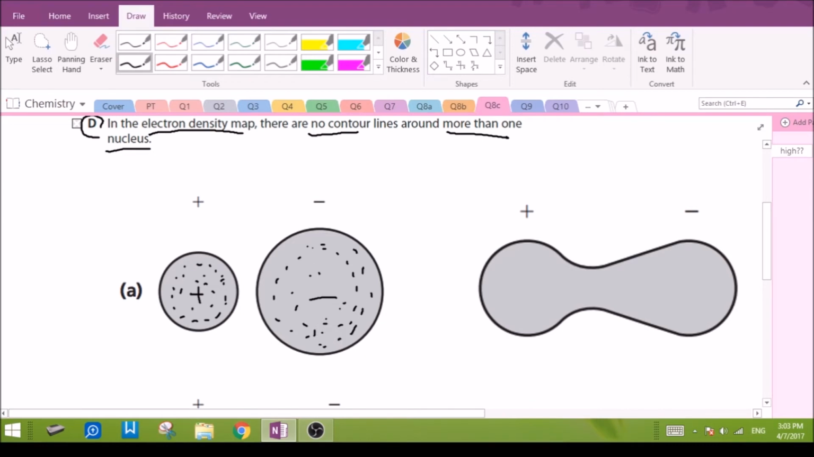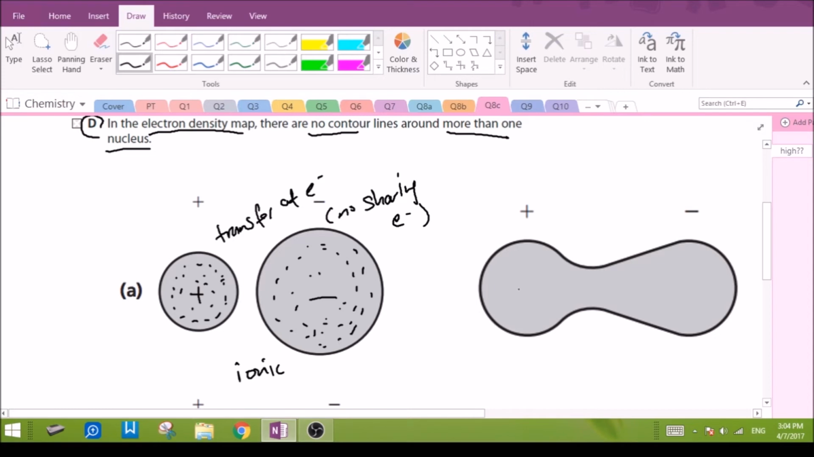So there are no contour lines around more than one nucleus. This basically means that the electrons aren't shared across the nuclei. They keep to their own well-defined region. So this is an indication of a full transfer of electrons. There's no sharing of electron clouds. So this is a good indication that it is an ionic compound.